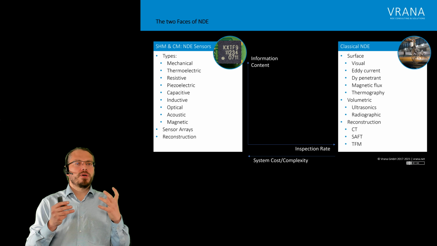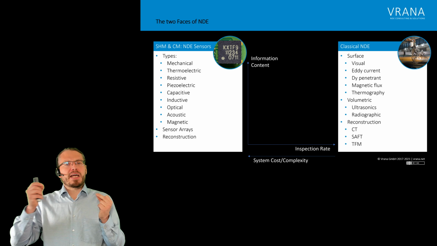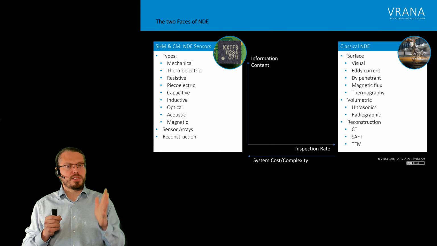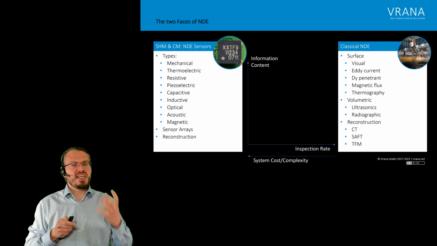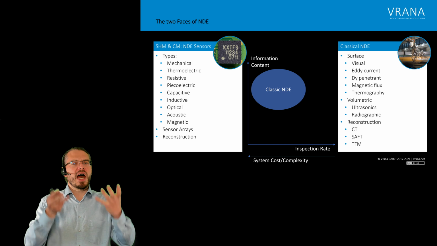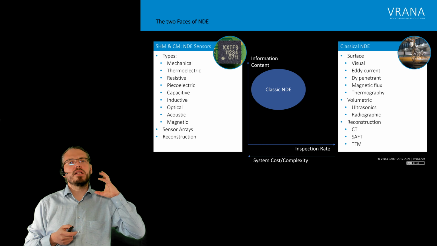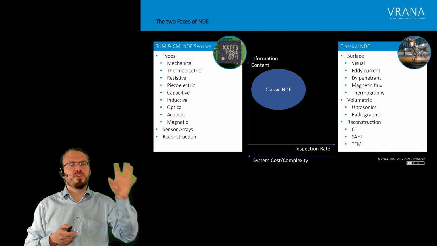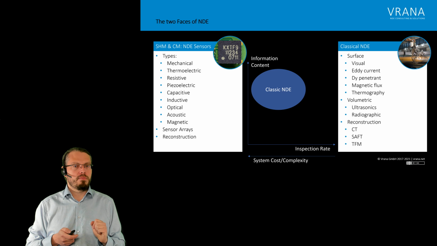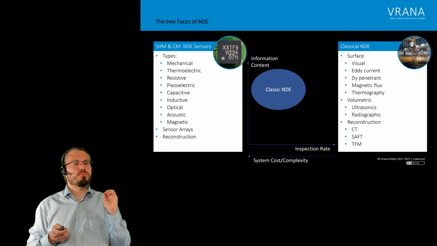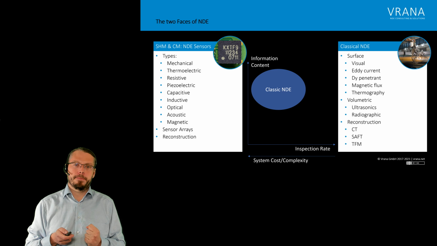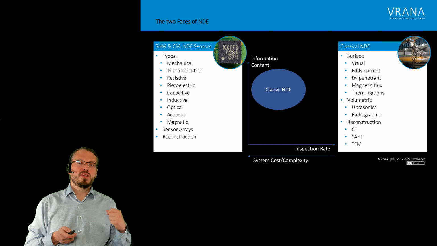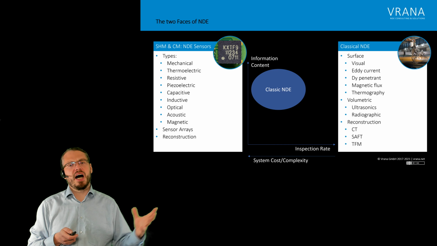Now, if we look onto the difference between the two of them, and look on the one hand on the inspection rate, so how often can we do an inspection, and on the other hand on the information content, we will see that NDE is really high up in the information content. We get a lot of detailed information out of the volume of our components. But the inspection rate is pretty low. We can perhaps do an inspection every year, every 5 years, something like that. And the system cost, the system complexity is also pretty high.